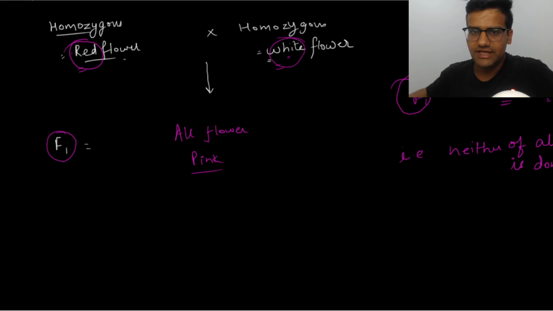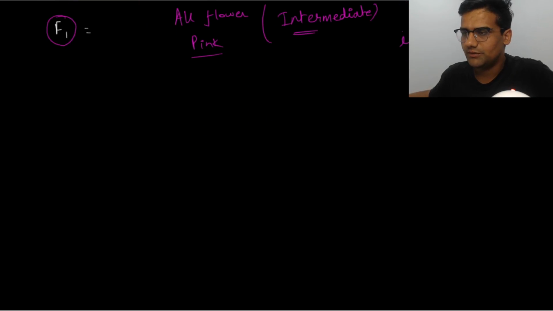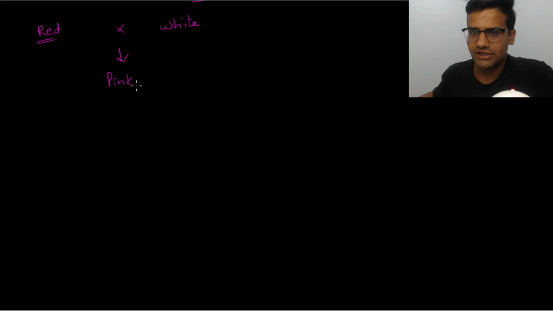Therefore, this F1 generation is neither white nor red. Instead, this F1 generation is intermediate of the two. Therefore, all the plants in the F1 generation were pink. He did the same experiment, that is, all the red flowers crossed with the white flowers obtained the pink flowers in F1 generation.